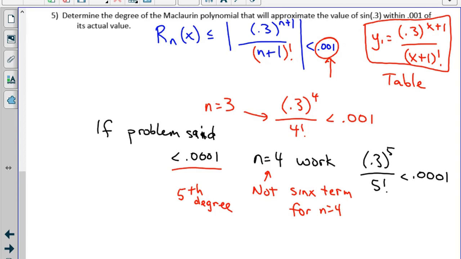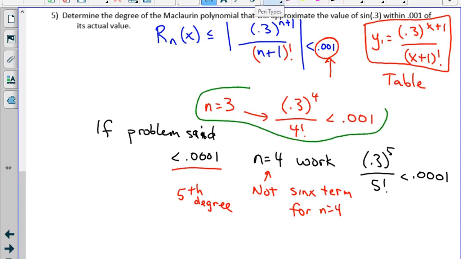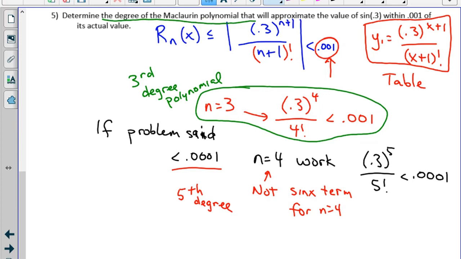So you would need to go to the next term after that in order to get under the error that it wants. So for the problem that we actually got, since n equals 3 works, I can report the answer of a 3rd degree polynomial, and that would be the degree of the Maclaurin polynomial that would approximate that within 0.001 of its actual value.